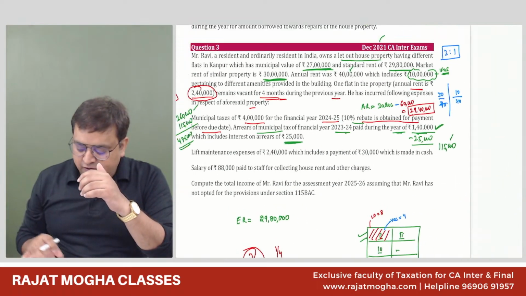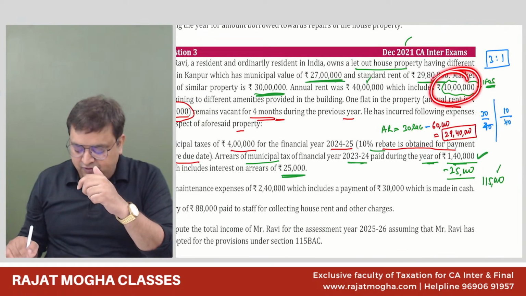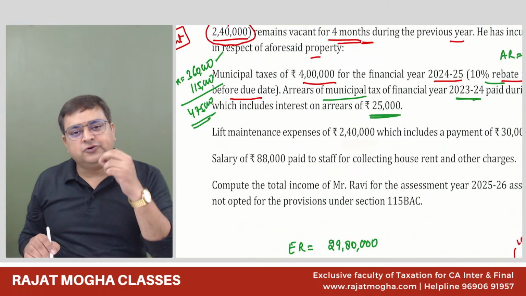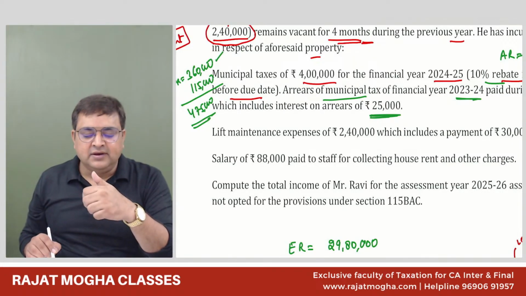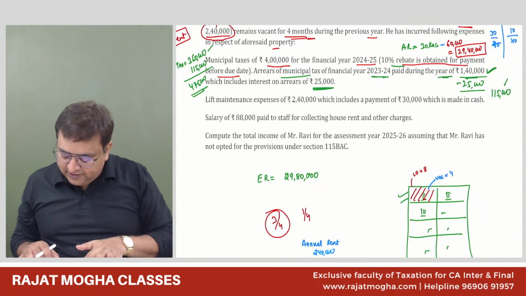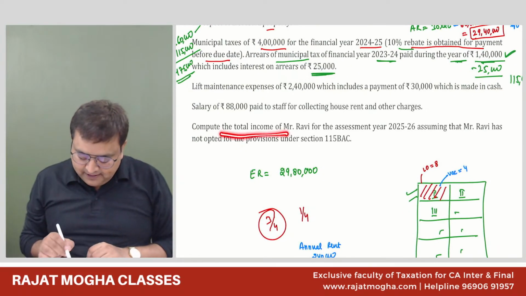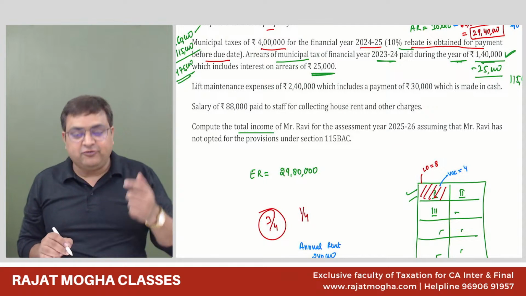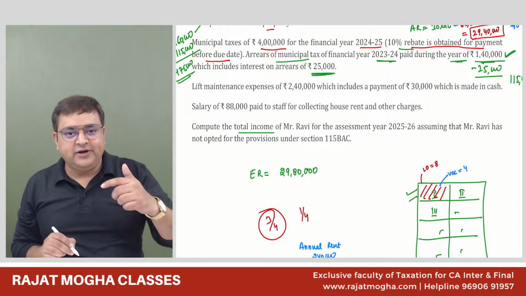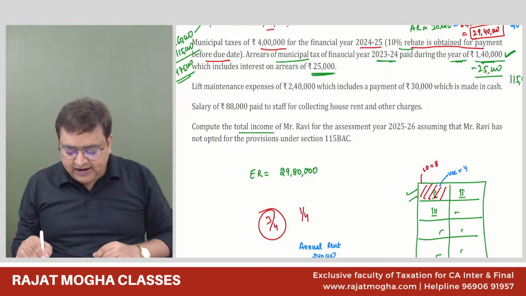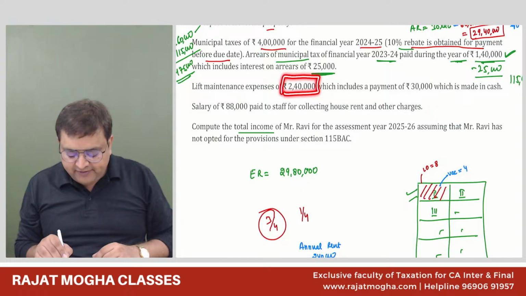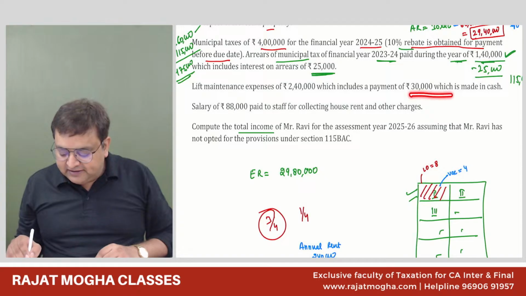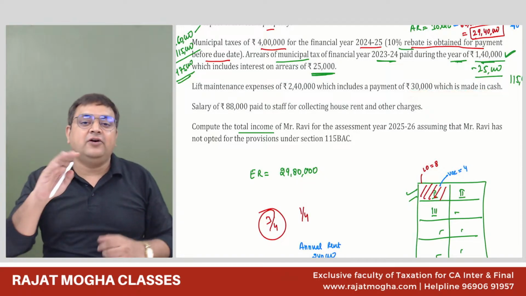So out of 10 lakh rupees that we have actually earned for other amenities, we are spending 2,40,000 rupees also. So 2,40,000 we can deduct from IFOS. We have to compute the total income, which means we have to calculate IFOS also. So from IFOS, 10 lakh would be our income and 2,40,000 will be deducted. Why? Because the lift maintenance expenses include a payment of 30,000 which is made in cash.